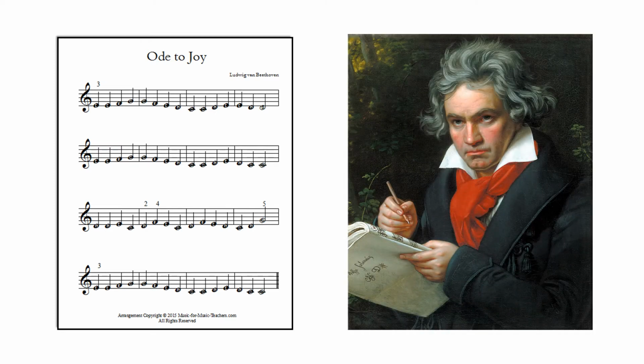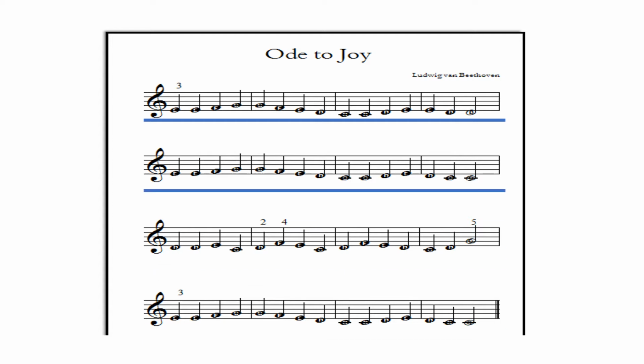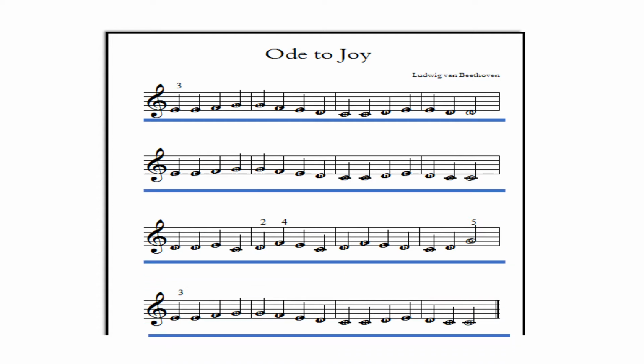The music we have heard before is entitled Ode to Joy, or the Ninth Symphony by Ludwig van Beethoven, who also composed the piece for Elise. How many melody lines or melody patterns do you see in this music score? Correct. 4 melodic lines or patterns. Let us count each line. 1, 2, 3, and 4.